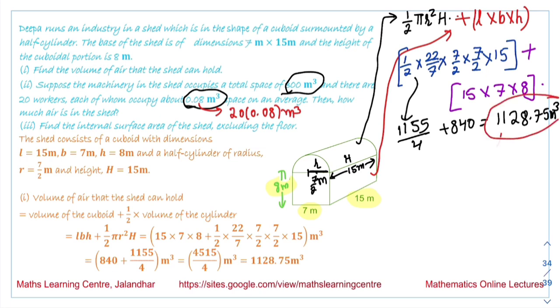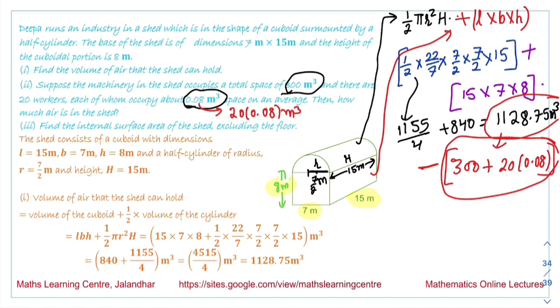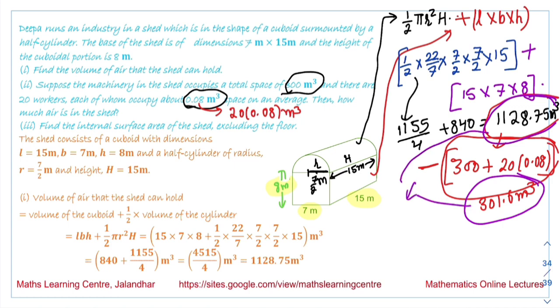This is the total air present in the shed, and we have to subtract from it 300 plus 20 into 0.08. This value is to be subtracted, and this value comes out to be 301.6 meter cube. So when we subtract this 301.6 meter cube from 1128.75, on subtracting these two values, the answer we are left with is 827.15 meter cube. This is the answer we are left with, 827.15 meter cube.